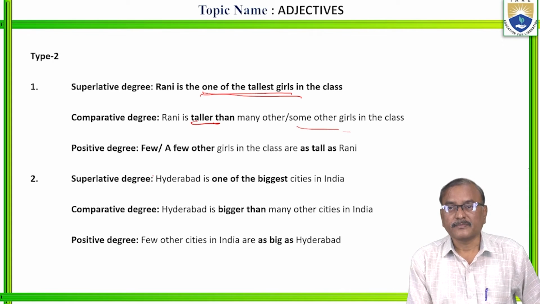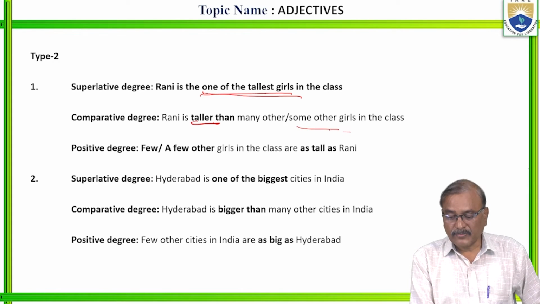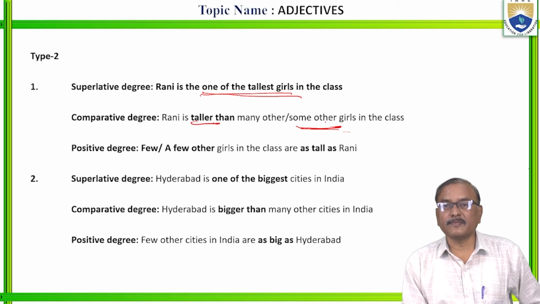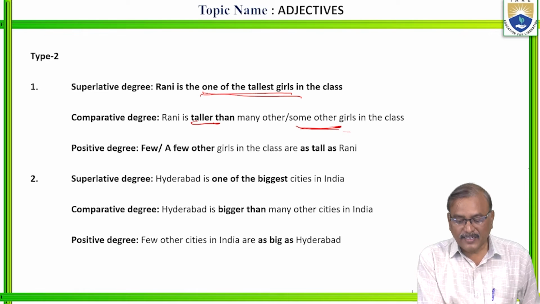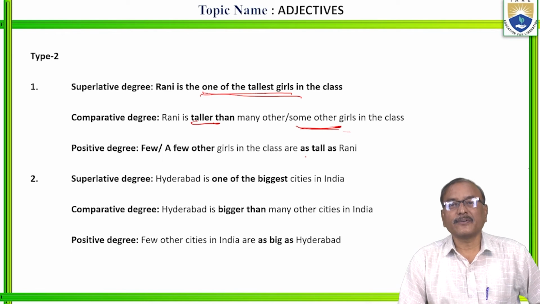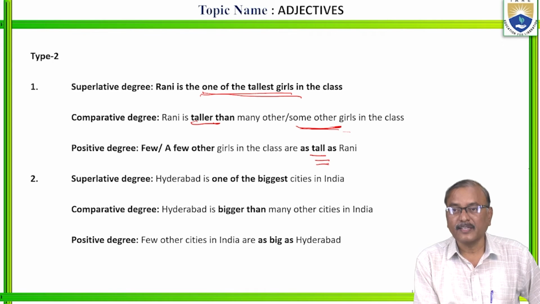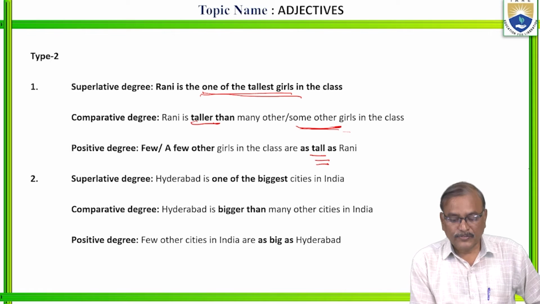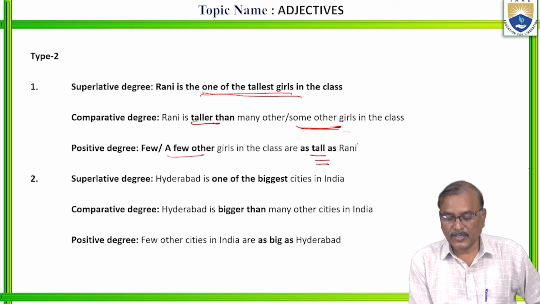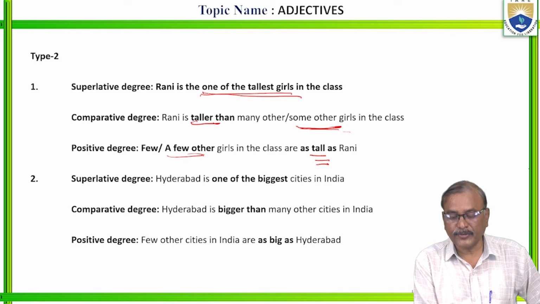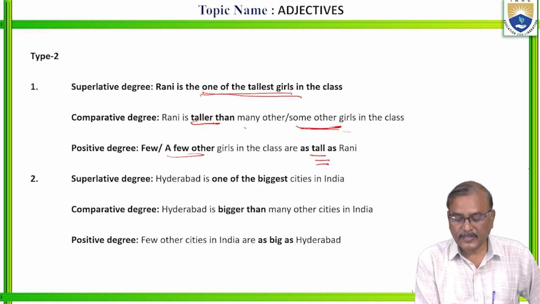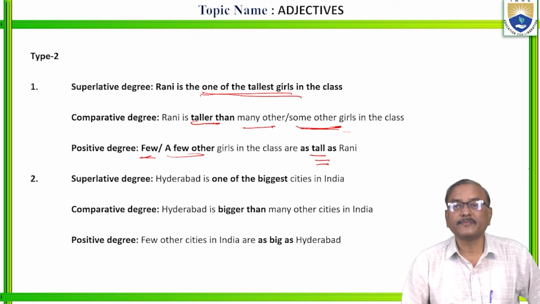Positive degree. So when we say she's taller than some other girls in the class, it means few other girls are equal to Rani. Isn't it? So here you write "as tall as." As tall as means equal. Is there anybody equal to her? Yes. A few other girls in the class are as tall as Rani. So if you get "some other girls," here write "a few other girls."